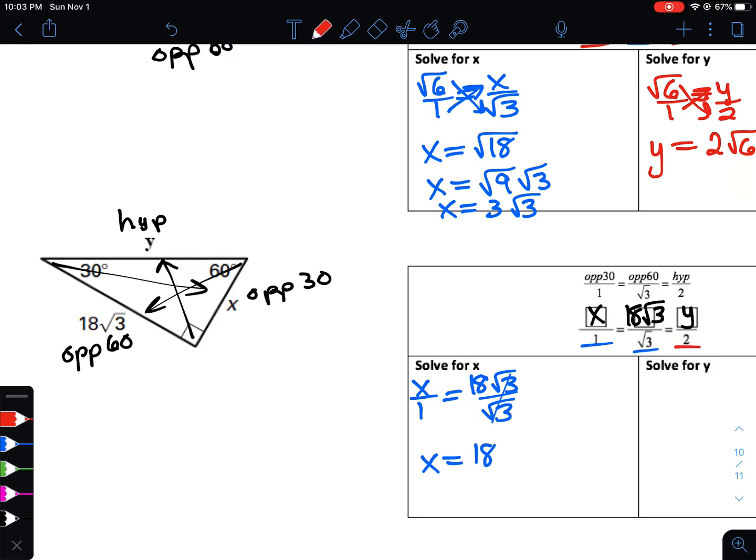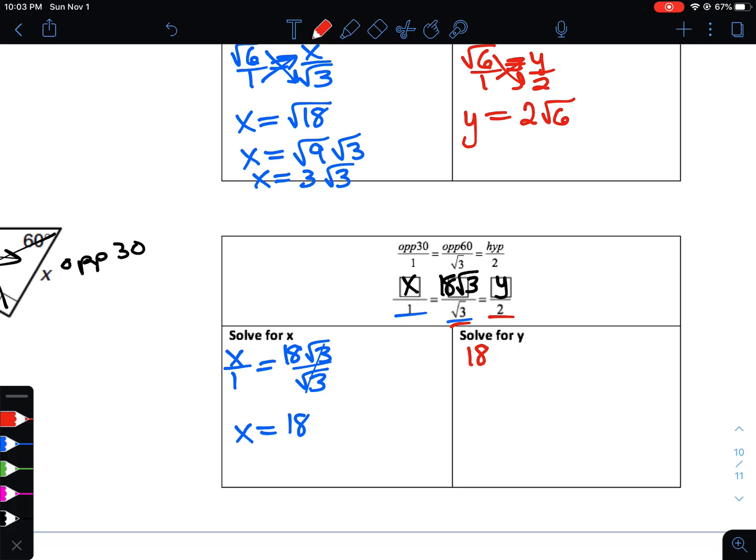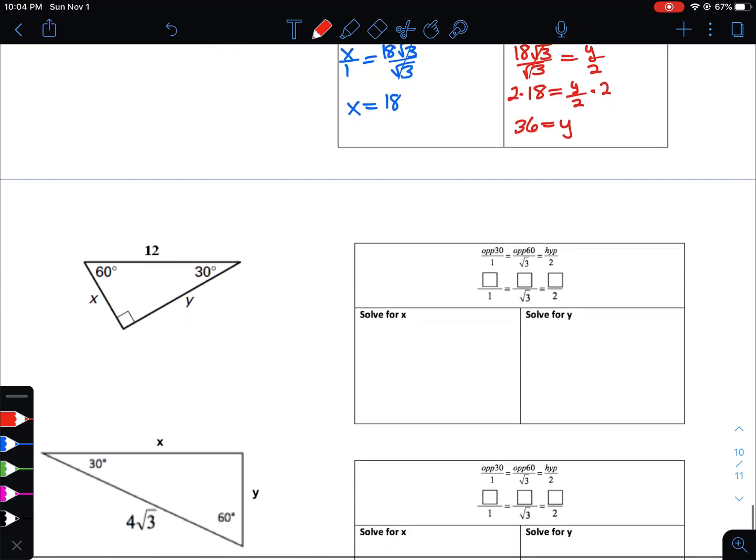Next, we'll solve for y. So we'll take y over 2, set that equal to 18 square root of 3 over 3. So we'll have that 18 square root of 3 over 3 is equal to y over 2. Now again, let's go ahead and simplify and take away the square root of 3's. So 18 would be equal to y over 2. And then all we have to do is multiply each side by 2 to get that y is equal to 36.